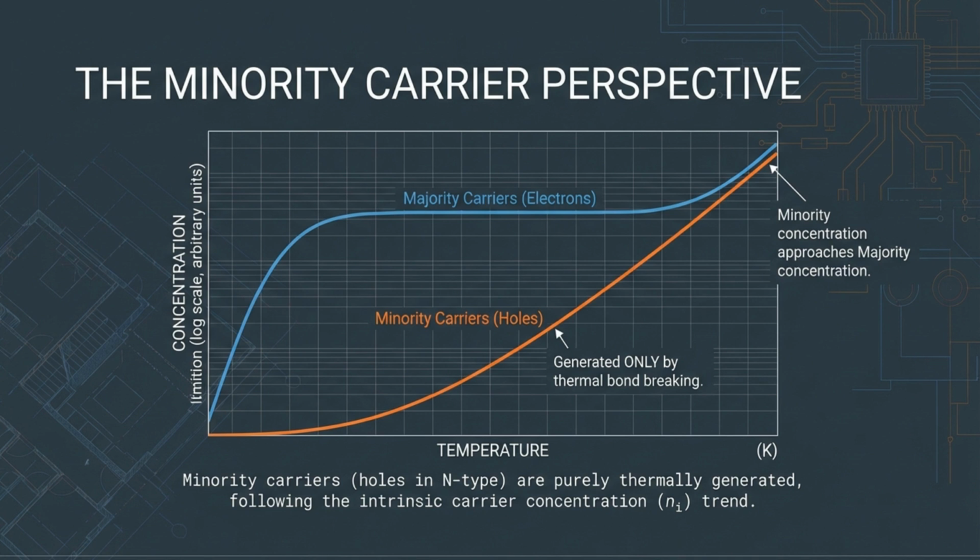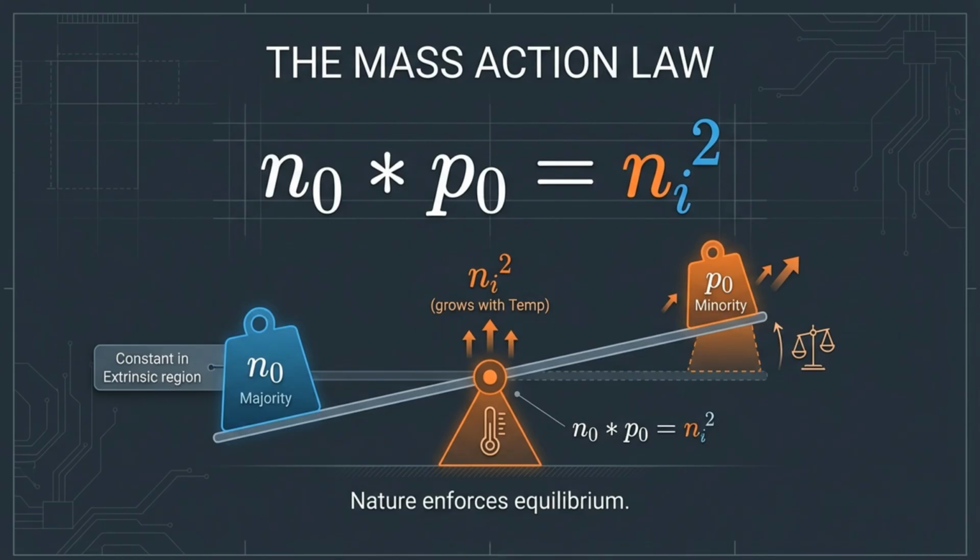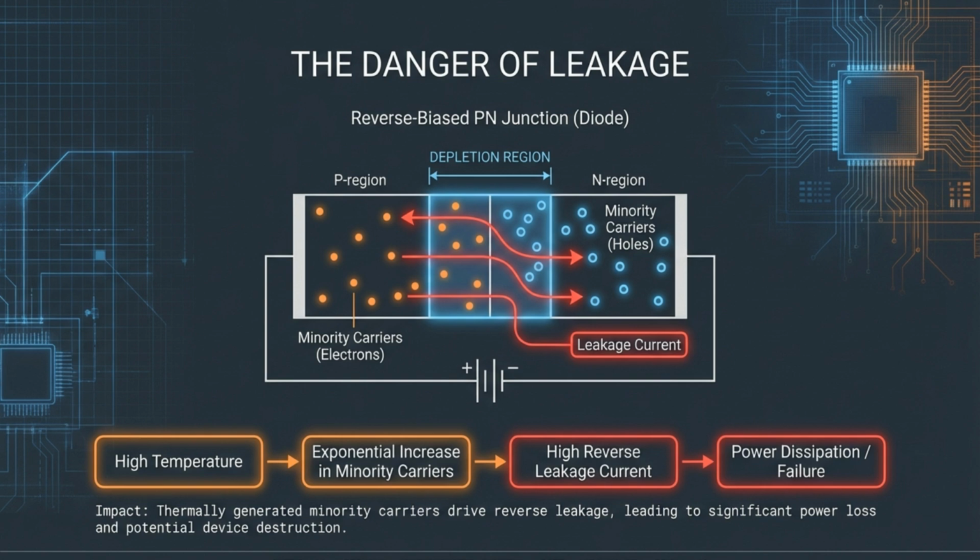From the minority carrier perspective, the concentration is purely thermally generated and follows the intrinsic carrier concentration trend. At high temperatures, the minority concentration approaches the majority concentration. The mass action law states that the product of majority and minority carrier concentrations equals the square of the intrinsic concentration. As temperature increases and the intrinsic concentration grows, minority concentration must increase to maintain equilibrium. High temperature exponentially increases minority carriers.